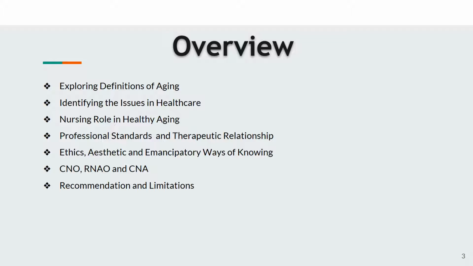We're going to continue by discussing professional standards and the therapeutic relationship, as well as ethics, aesthetic, and emancipatory ways of knowing, and discuss how the organizations, the CNO, RNAO, and CNA, all implement these standards and provide us with guidelines. And then we're going to finish off by giving some recommendations as well as some limitations that we're experiencing at the moment.